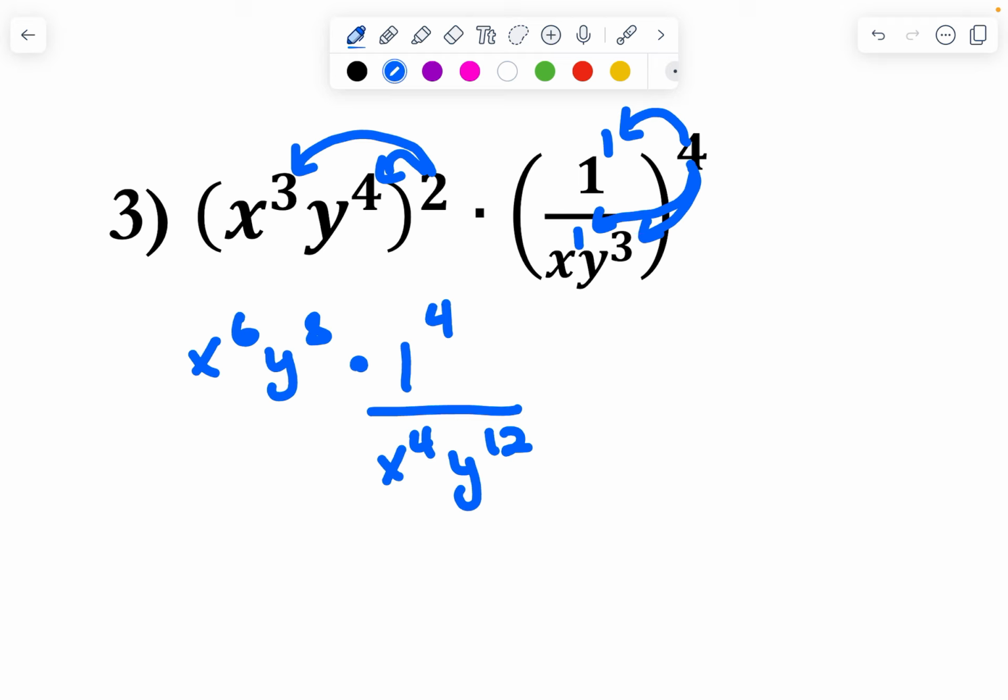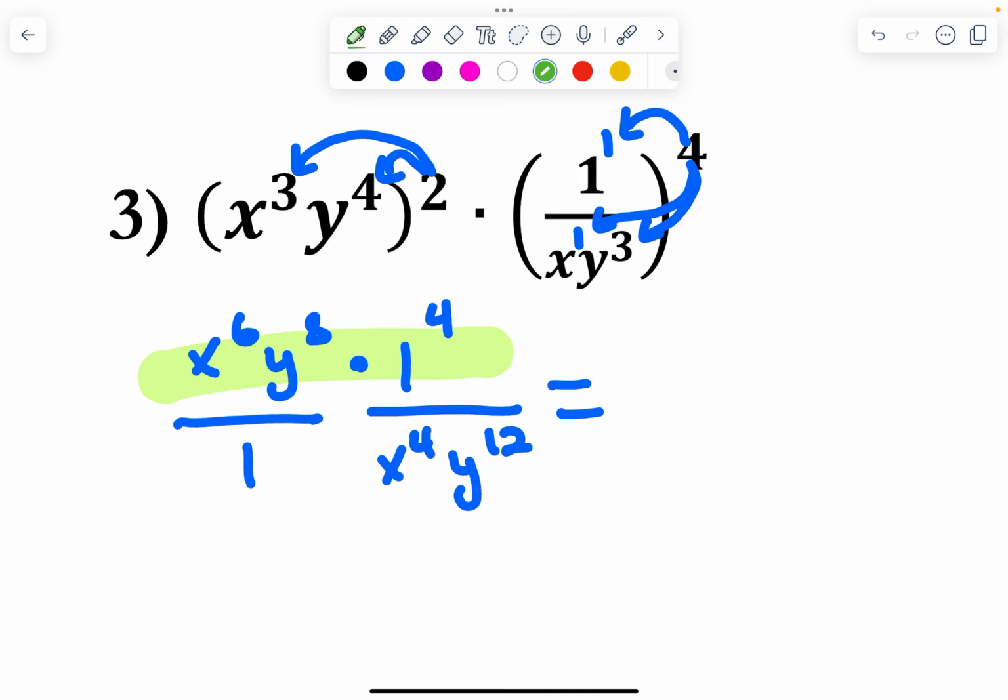But what happens here? How can I combine these? Well, remember back in the day when we did slope, right? If you had a slope of 3, well, that was just 3 over 1. We can divide things by 1 without changing the value, right? It can still look like a fraction, but the value stays the same. So that's exactly what we're going to do here. And the reason we're doing that is because we're just going to multiply across.